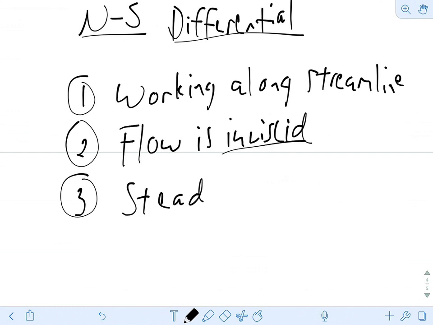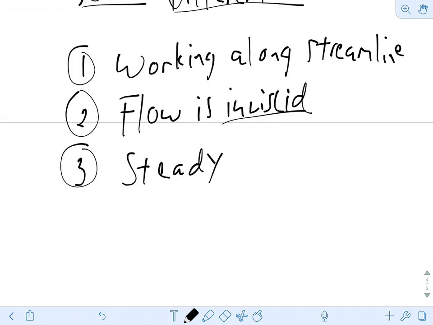As I mentioned before, we're only considering static situations in this class. So if we have a wing, it's flying, the air is coming at it, and we're looking at the velocity with our little probe right here as a function of time.